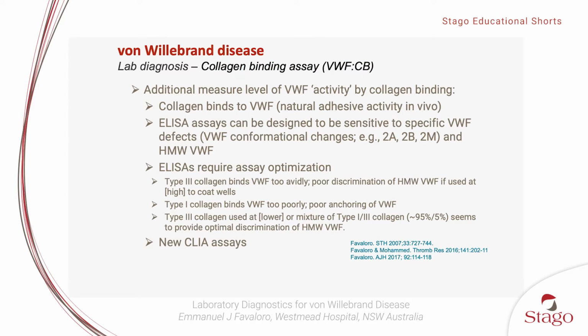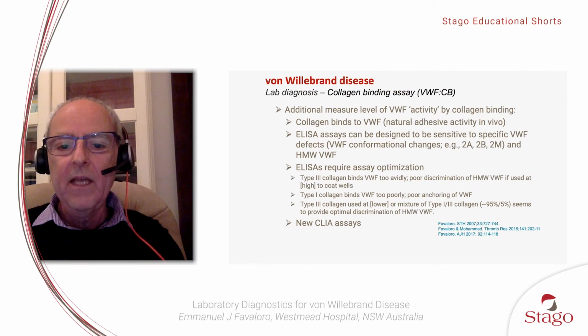So type 3 collagen binds to von Willebrand factor too avidly and then leads to a poor discrimination of high molecular weight VWF if it is used at high concentration to coat wells. Type 1 collagen binds von Willebrand factor too poorly and actually then leads to poor anchoring of von Willebrand factor in the ELISA assay and is also not recommended.